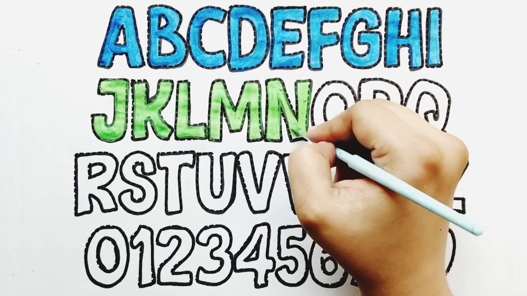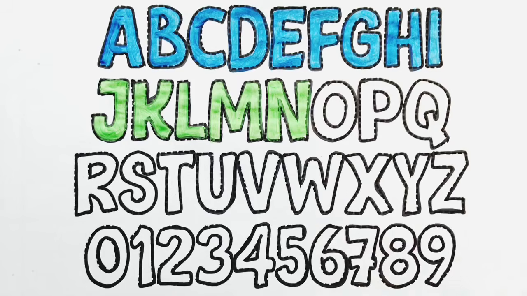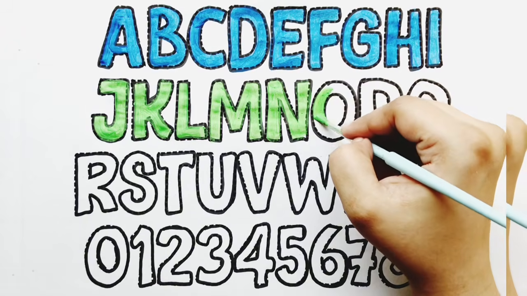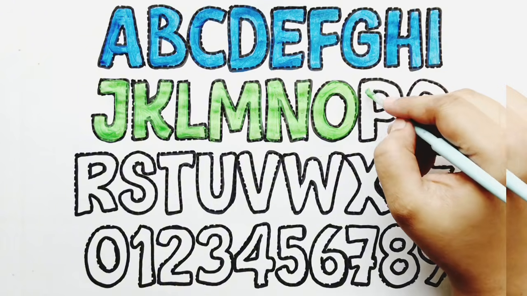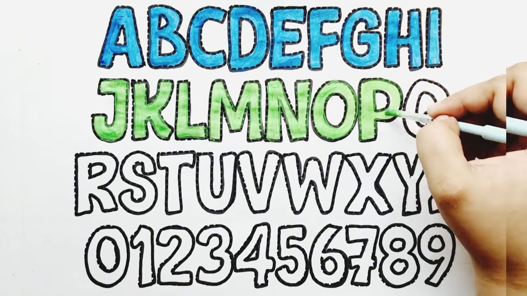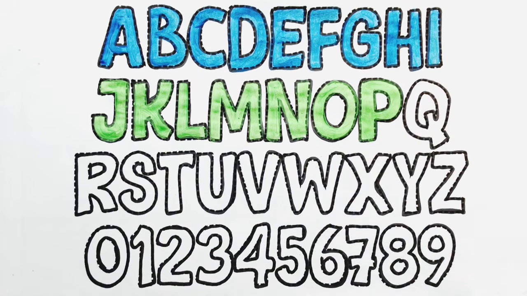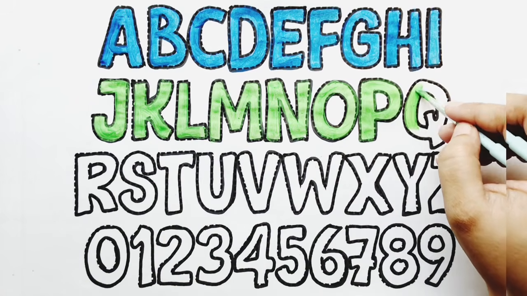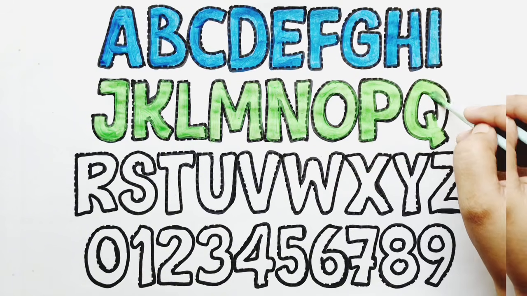O for octopus. P for peacock. Q for coin. Now I know my ABCs. Next time, won't you sing with me?